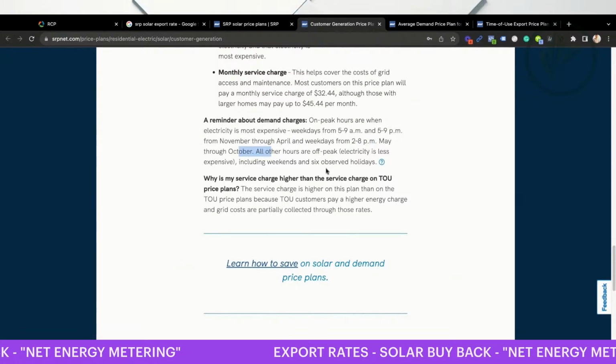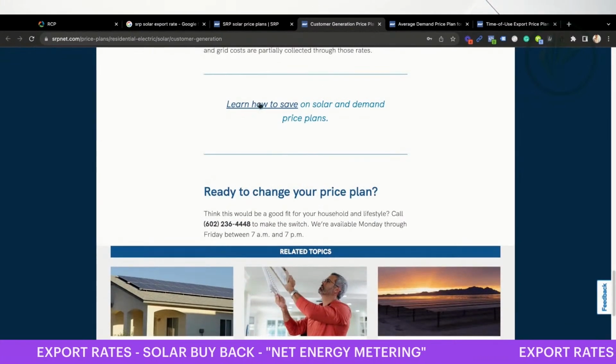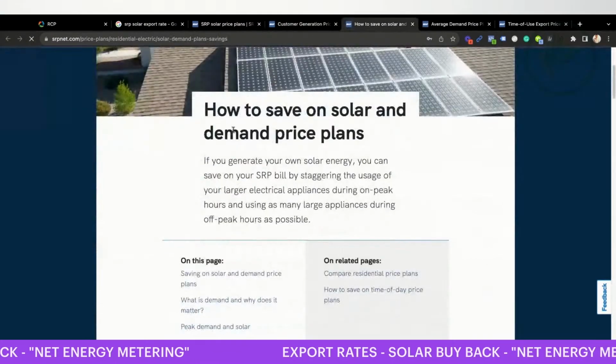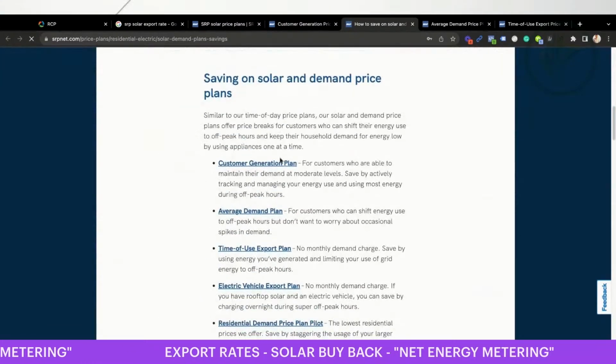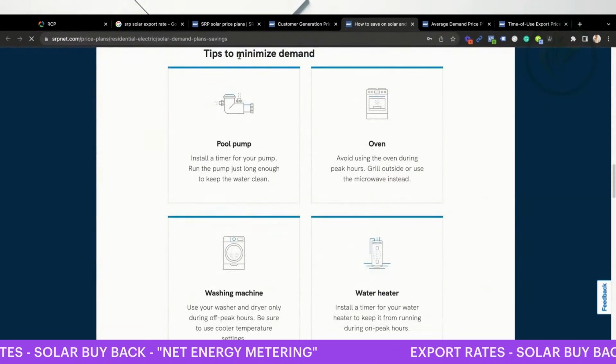Very strange. But let's keep going, because this might help too. Like I said, SRP plans are very complicated. You have to go from page to page to page to figure things out.